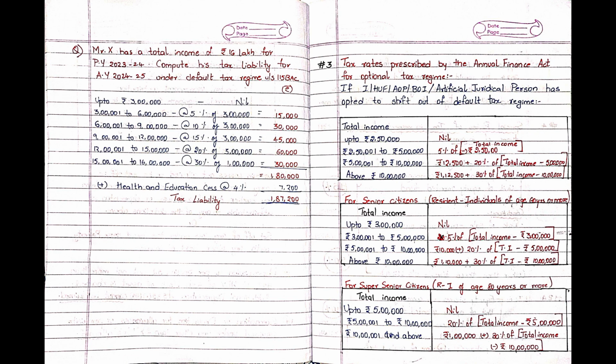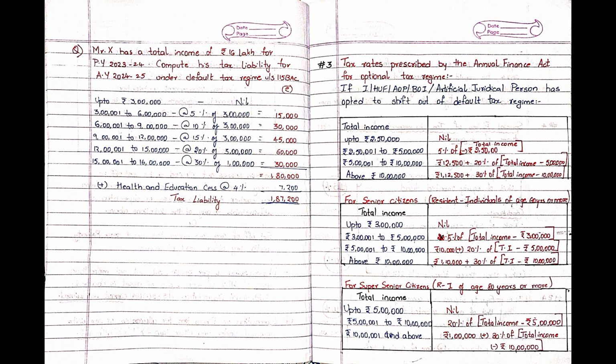Similarly, for total income exceeding 9 lakh up to rupees 12 lakh, the tax is charged at 15%, that is 12 lakh minus 9 lakh, which is 3 lakh. On this 3 lakh amount, 15% is charged, which amounts to rupees 45,000. For 15 lakh minus 12 lakh, that is 3 lakh again, 20% tax is charged, which amounts to rupees 60,000.